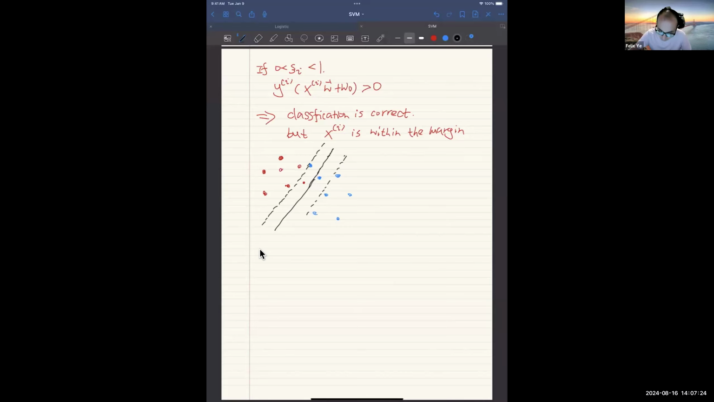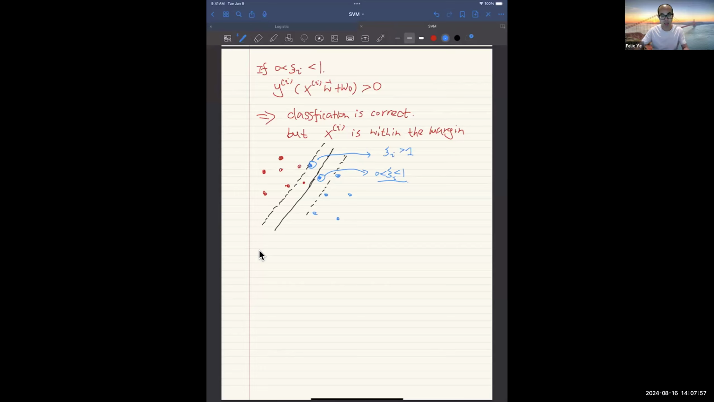Okay, so the situation of this point right here, it's still being classified as blue, right? So this is the situation where c is between 0 and 1. That means this point is actually within the margin, but still being correctly predicted as blue. However, this point right here is the situation where c, at that point, is actually bigger than 1.